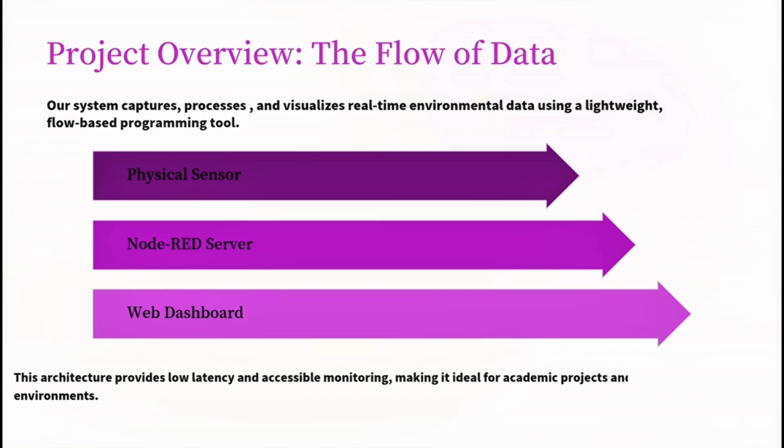Project Overview: The Flow of Data. Our project captures, processes, and visualizes real-time environmental data using Node-RED, a flow-based programming tool. The data starts from a physical sensor, passes through the Node-RED server for processing, and is finally displayed on a web dashboard. This architecture provides low latency and easy accessibility, making it ideal for academic projects and rapid IoT prototyping.